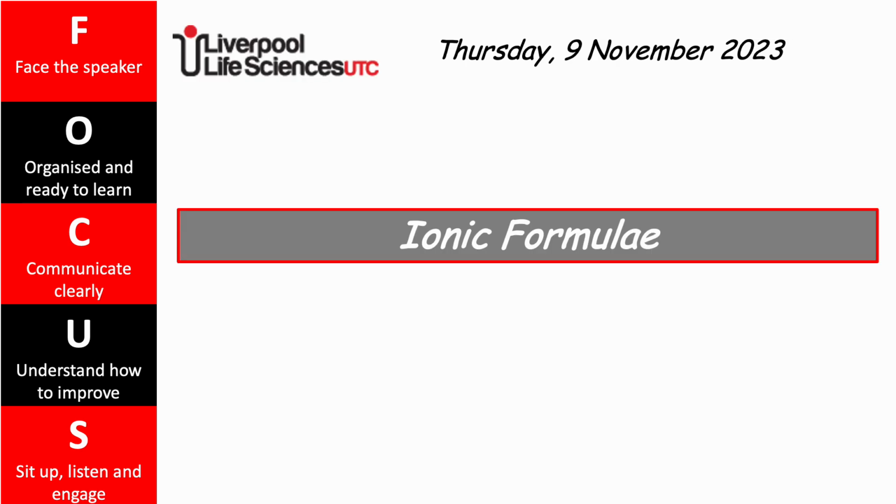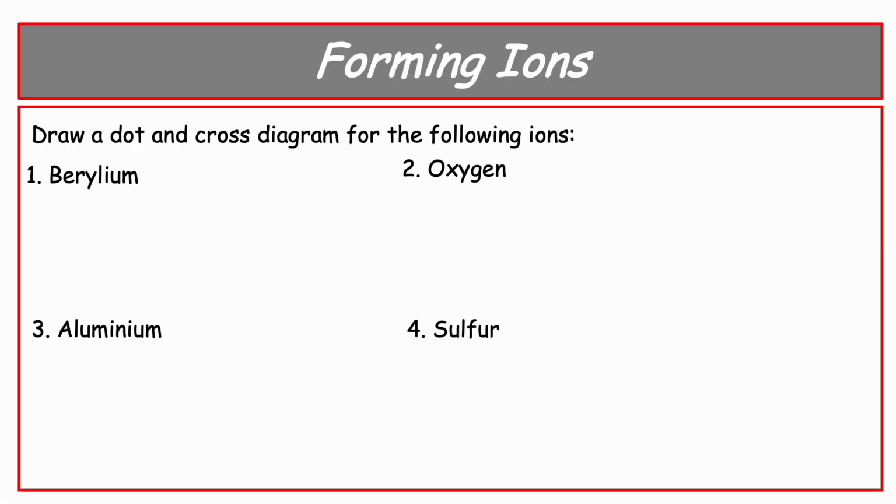This lesson, we're going to be looking at ionic formulae and also chemical formulae and what they tell us about how many types of atom are present in a compound. And it'll also help us with balancing our equations, which we'll look at next topic. Pause the video and have a go at drawing a diagram for the following ions.